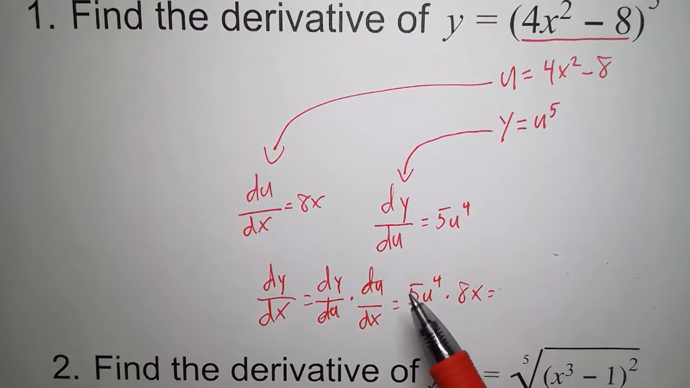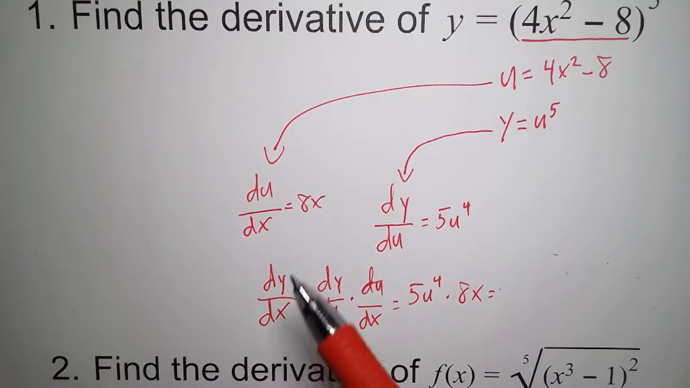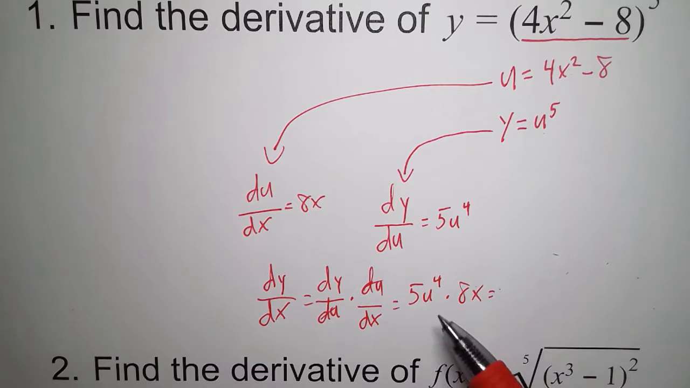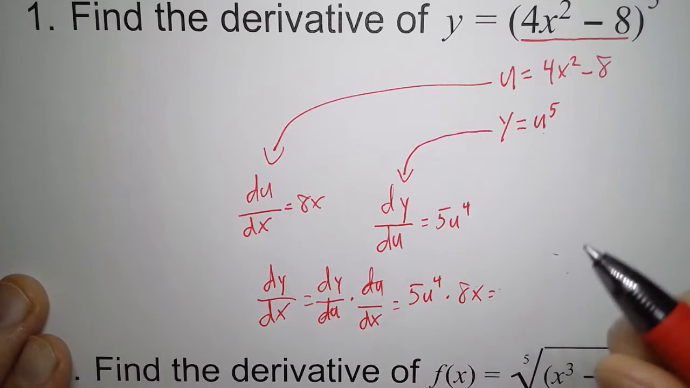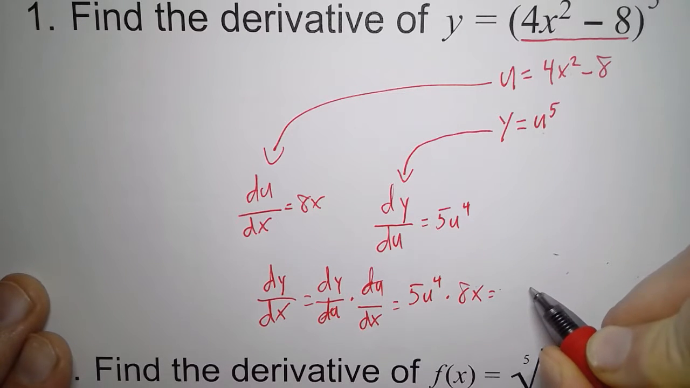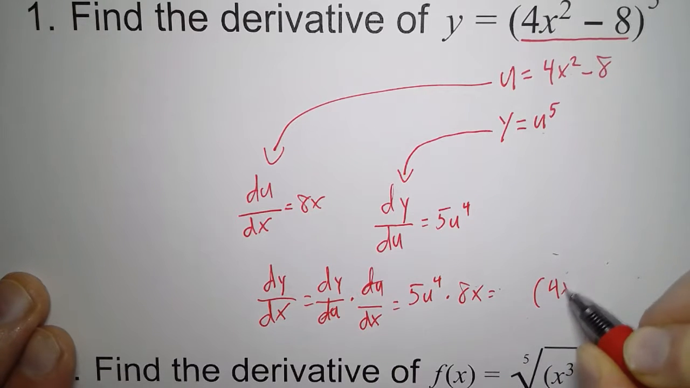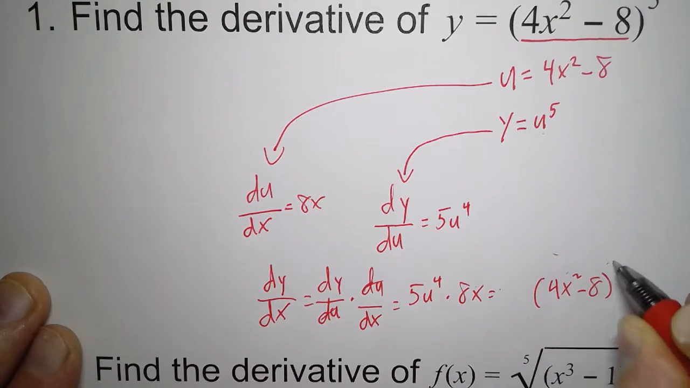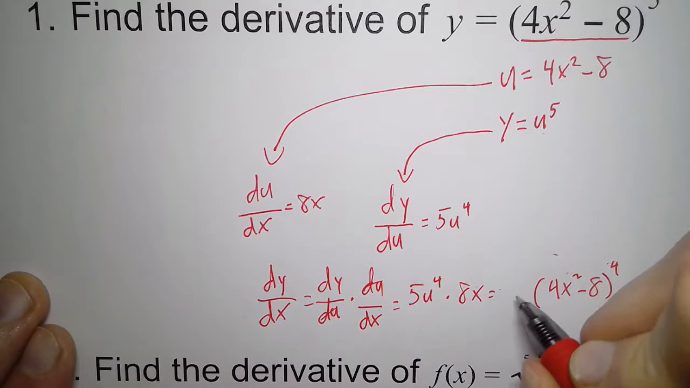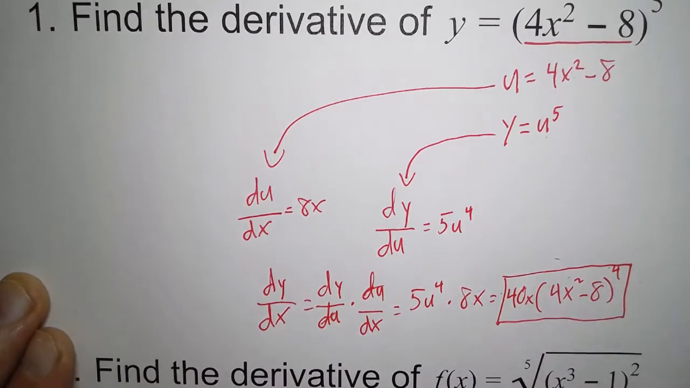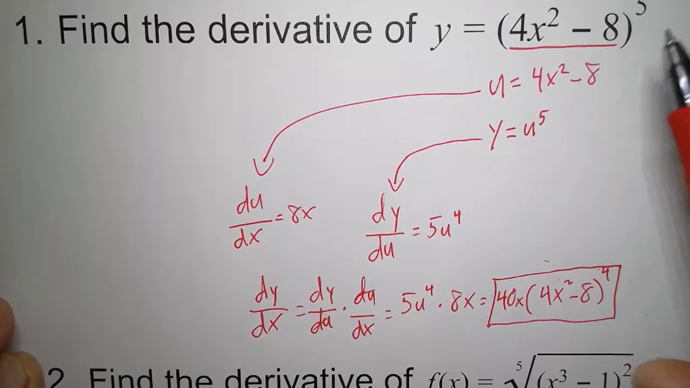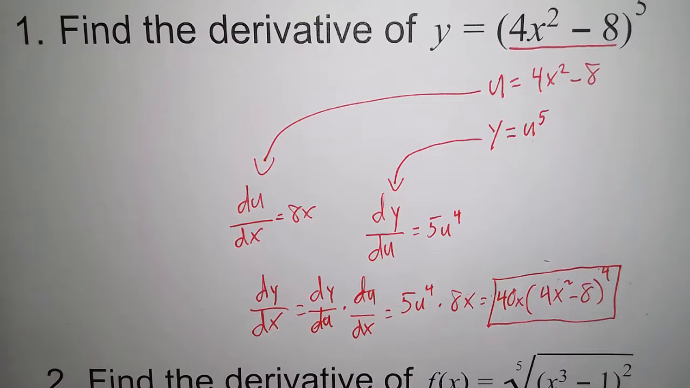Now, at this point, we're not done because we still have this u, and u is meaningless because u is not defined as a quantity here. So we have to go back up to here and say, well, what is u? Well, u is this quantity that we started with. So we're going to replace u with 4x squared minus 8. Raise that to the fourth power, and we'll combine the 8x and the 5 to be 40x. And so there is our derivative. Had we expanded this, this would have taken us a lot longer, but thanks to chain rule, if we can identify the inner function, we can do this a lot quicker.